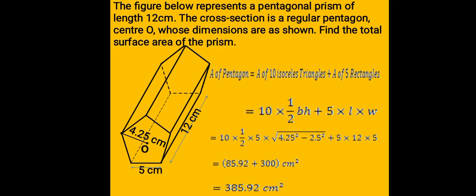Now, the other part of the prism, there are just 5 rectangles. So the surface area will be equal to the area of 10 isosceles triangles plus the area of 5 rectangles. Now, the area of 10 isosceles triangles will be 10 multiplied by half base times height. Now, we have the base to be 5 because the side of each pentagon has been given.